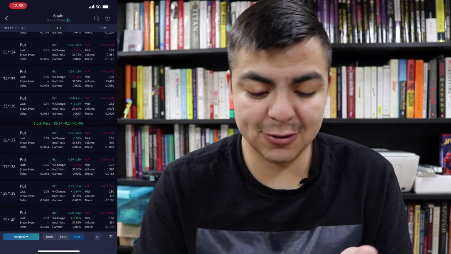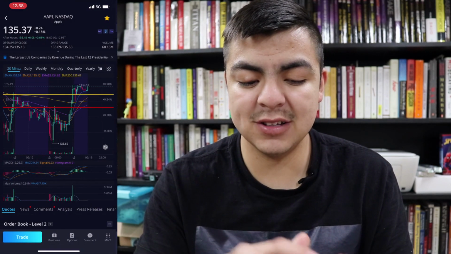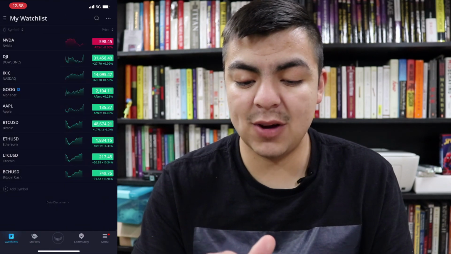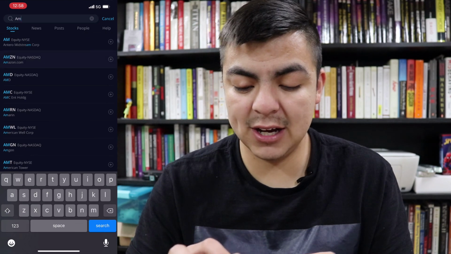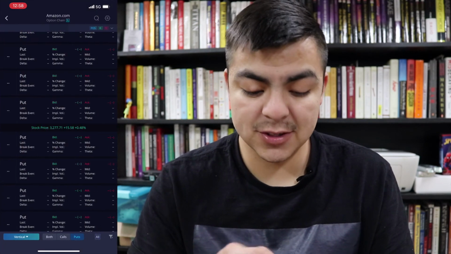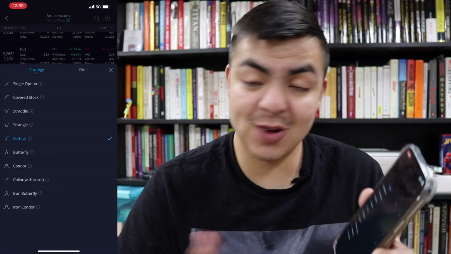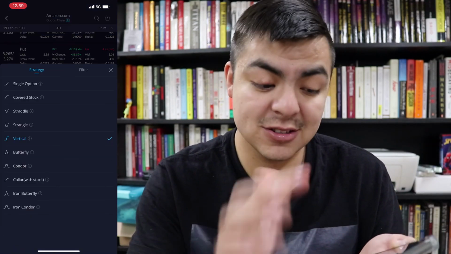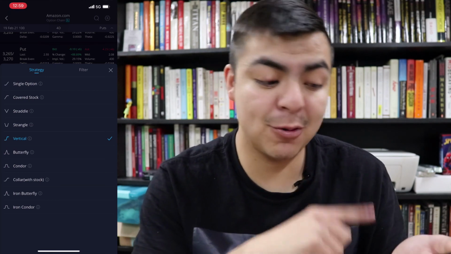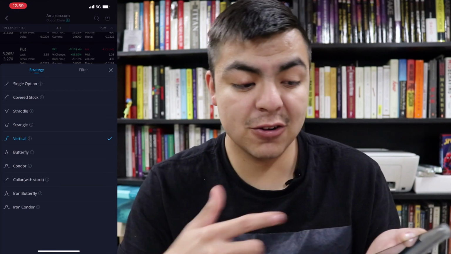So with Apple, I don't think it's the best example. So let's go on to Amazon, so I can show you guys the spreads and how they are trading on Webull with options. Right here, again, I'm still on vertical spreads. Always make sure you're on the right strategy. It does tend to stay with the last one tapped. Since we had it on vertical on Apple, and we're now on Amazon, it is on vertical on Amazon.